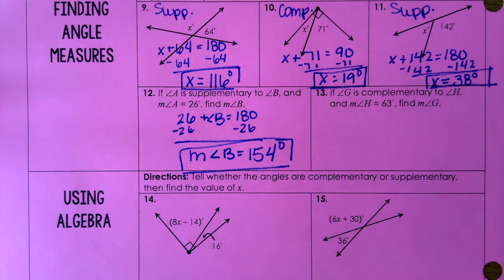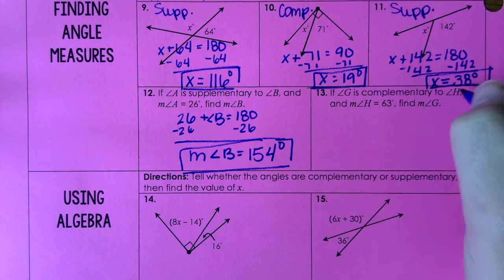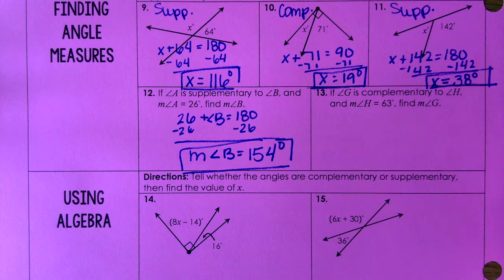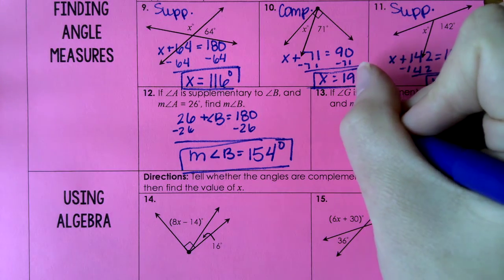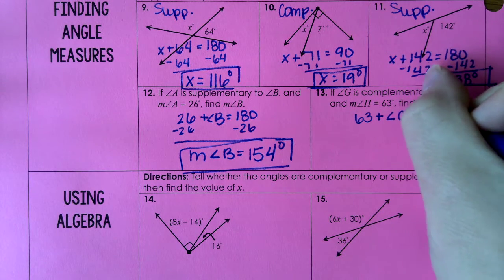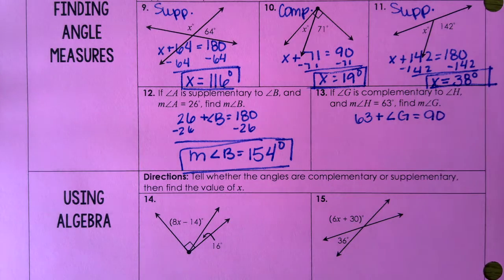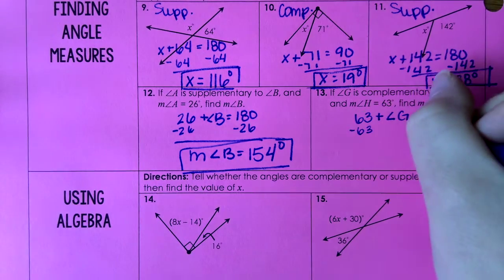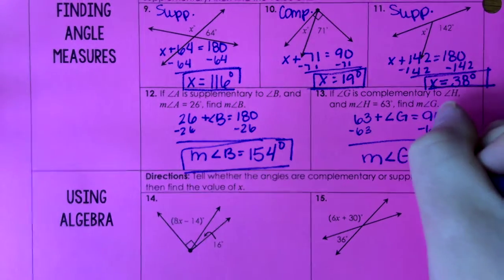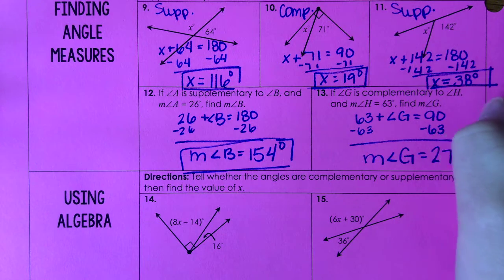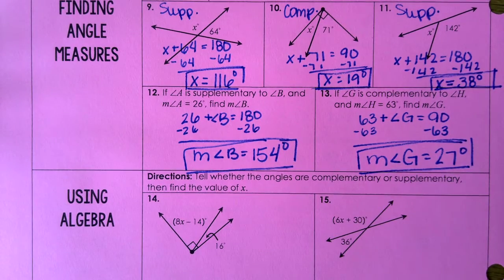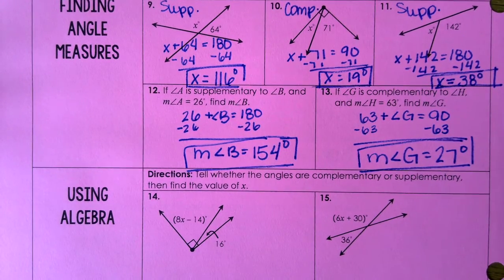Okay? So now with these two angles, if angle G is complementary to angle H, and the measure of angle H equals 63 degrees, find the measure of angle G. So what happens if I add angle H of 63 degrees to angle G? It equals 90 degrees. So then we subtract 63. Good. So then the measure of angle G is 27 degrees. Good. So you have to put the measure. Yep. Good question, Zoe.